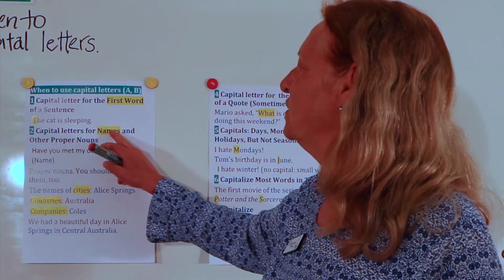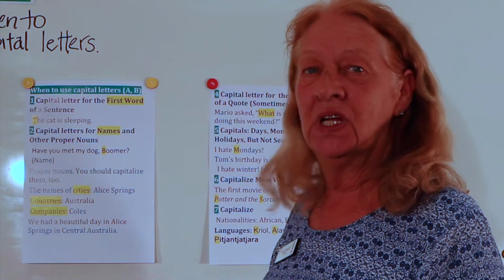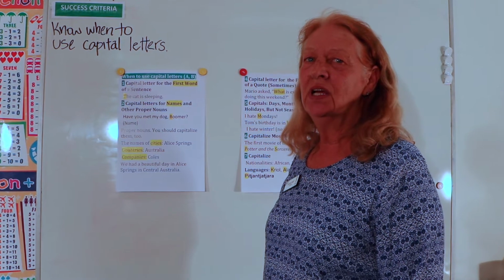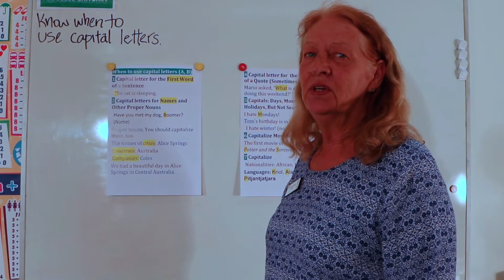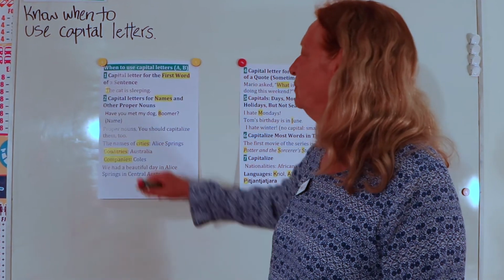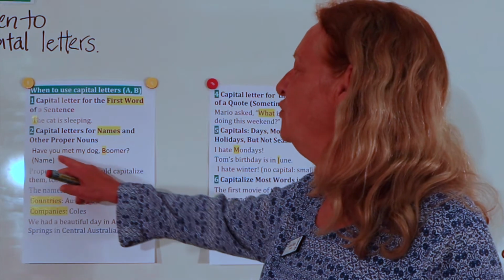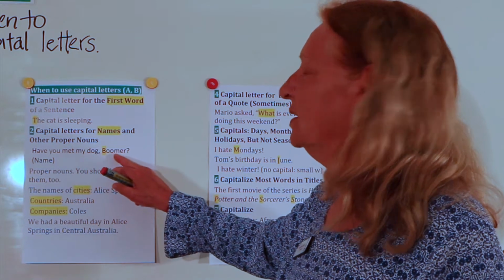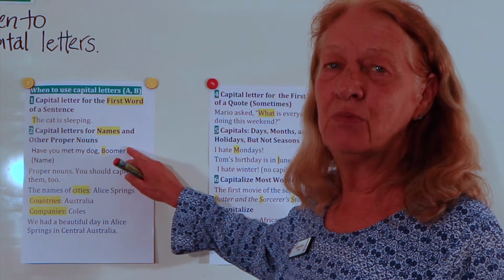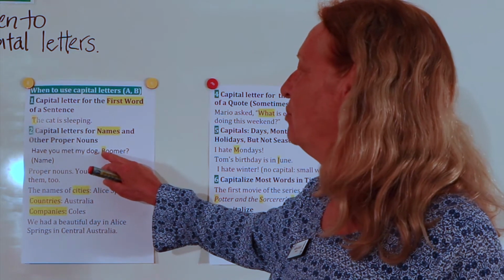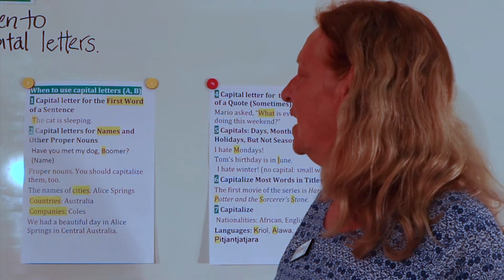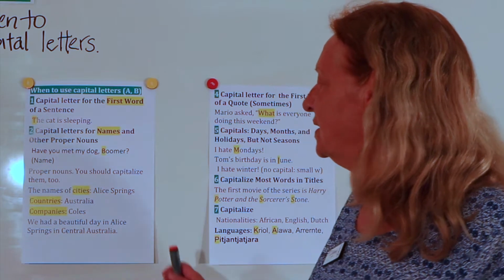Now, capital letters for all names, especially yours. Don't write your name with a little letter in the front, you need a big letter. So here we go. Have you met my dog, Boomer? Even the dog's name has a capital letter. Everybody's name has a capital letter. Now, what about these proper nouns? So they're names of places.